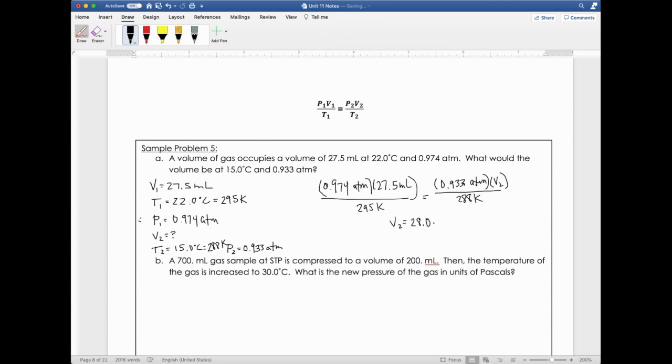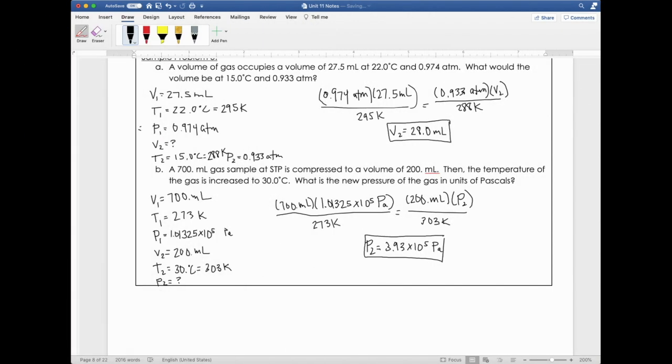It's a little hard, in my opinion, to guess whether or not the volume is going to go up or down, especially because you have so many conditions changing. You might be able to predict it, but if you don't have to predict it, then just don't, because it's sometimes harder to do that. So you go ahead and try sample problem B. This does have a gas at STP, so see if you can do this one on your own.